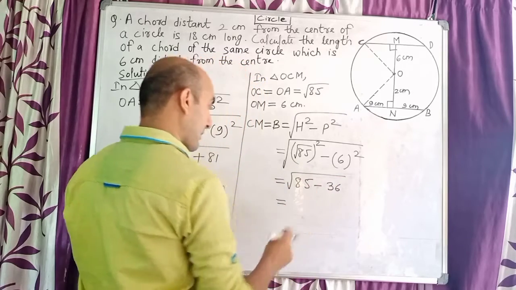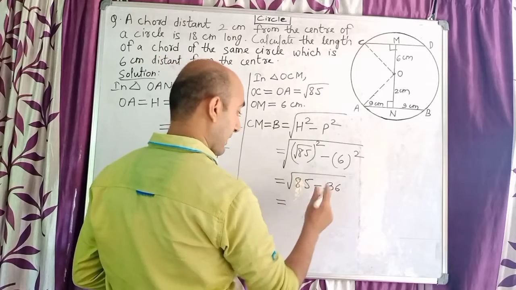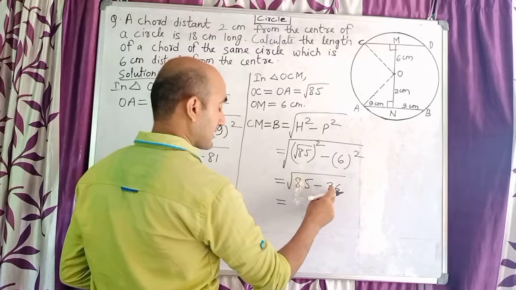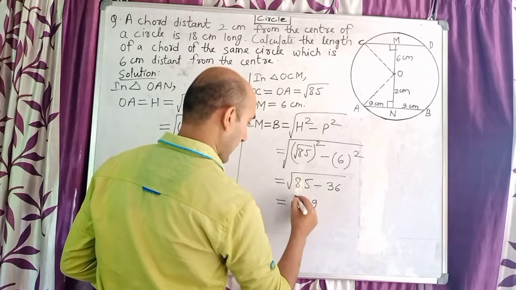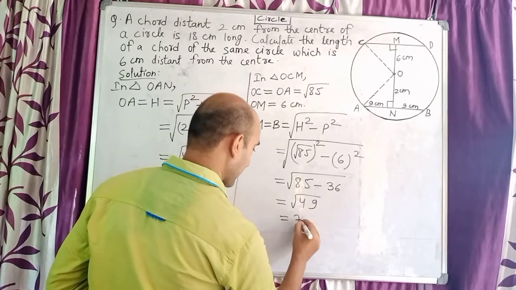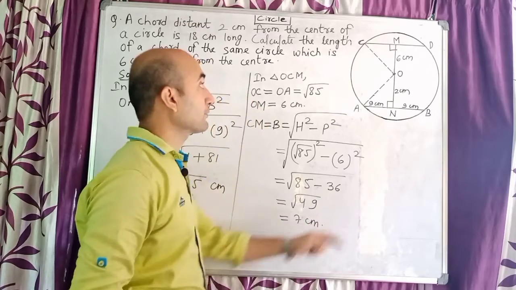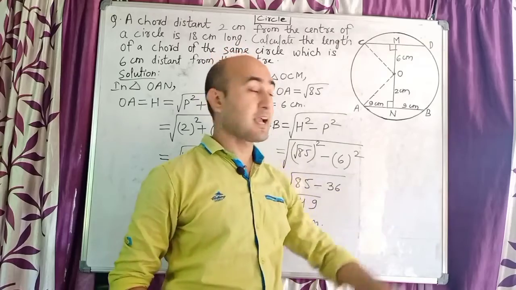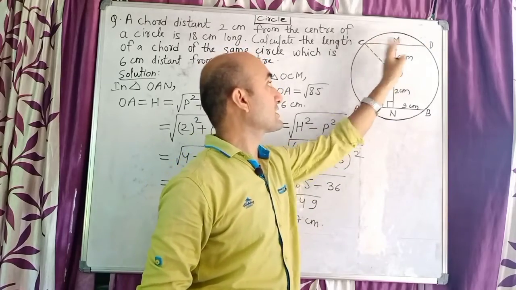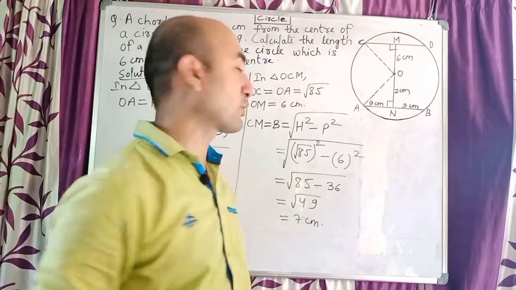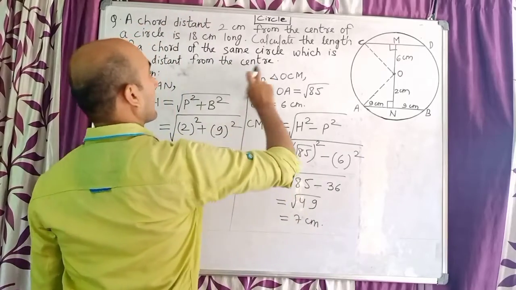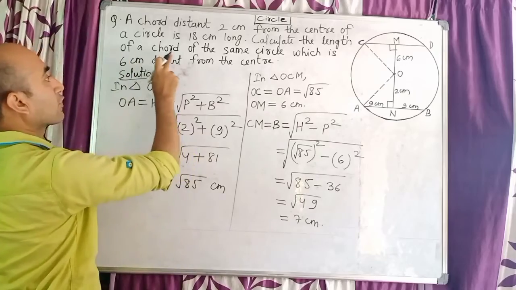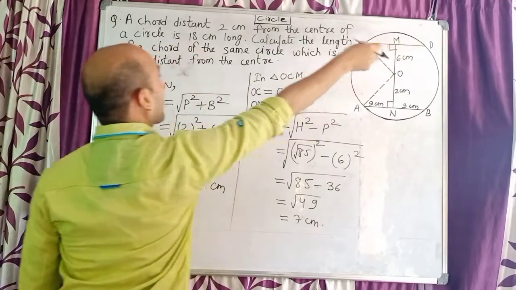Now 85 minus 36 we will do. 15 minus 6 is 9 and here 7 minus 3 is 4 and root 49 is 7. So children, we got CM as 7. If it is 7, this is also 7, and if you add both, then CD we will get, and CD is the second chord. So the question is, what is the question to find? The question, calculate the length of a chord. So that chord, the above chord.